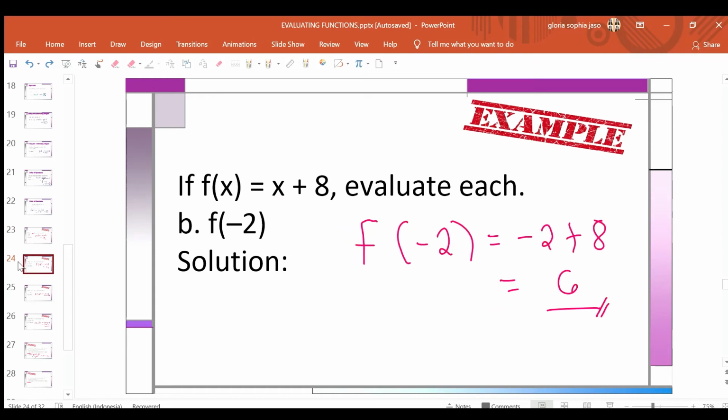Next. So if f of x again is x plus 8, evaluate f of negative 2. So f of negative 2, just substitute negative 2 to x. So that's negative 2. Palit natin siya. Plus 8. So simplifying, the answer is 6.